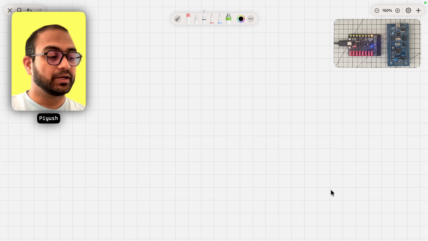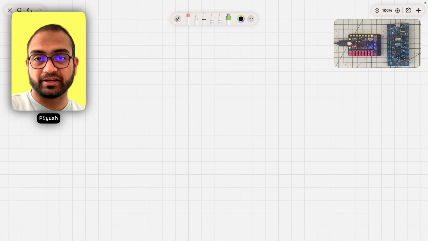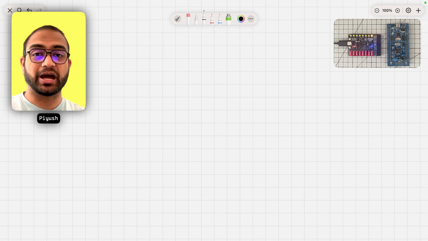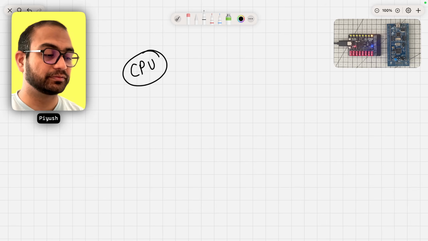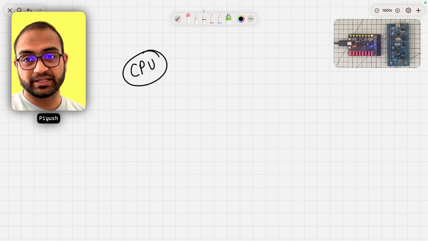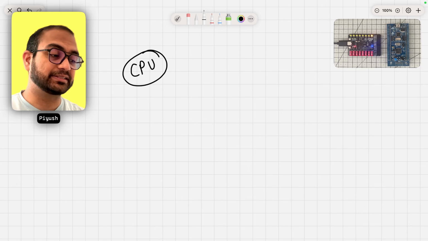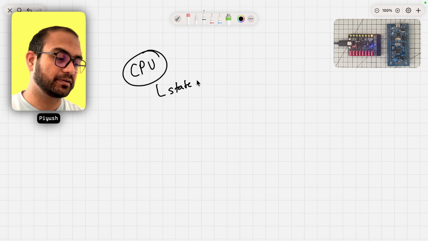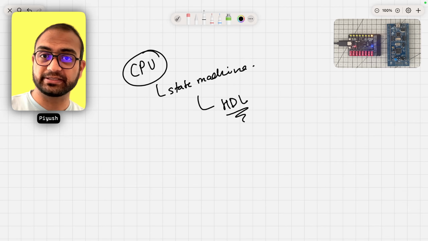Well, not that you should learn FPGA, it's more that FPGA is a vehicle for you to understand how hardware design is done. So the CPU, I talked about someone architected it, someone has to design it. So then the question is, how do you design a CPU? You design a state machine in something called HDL, hardware description languages.